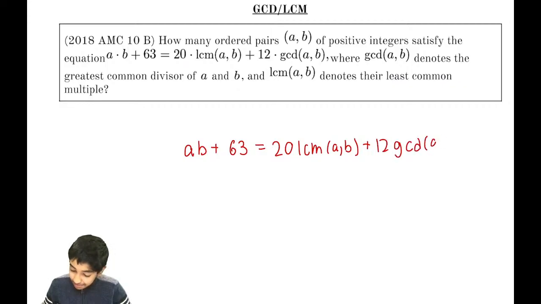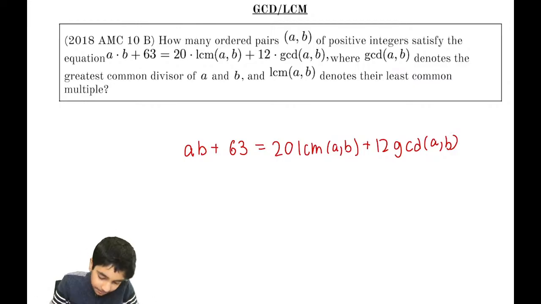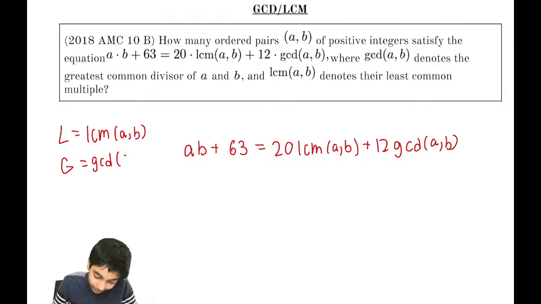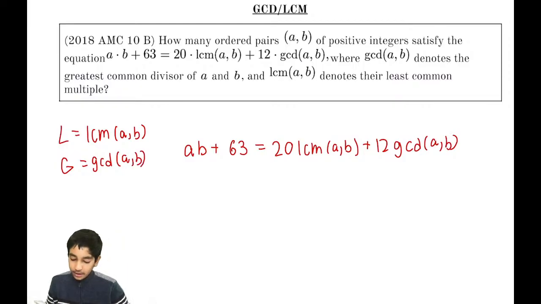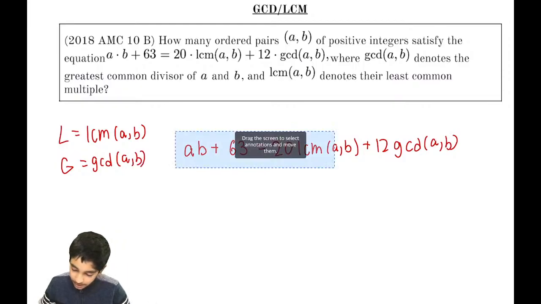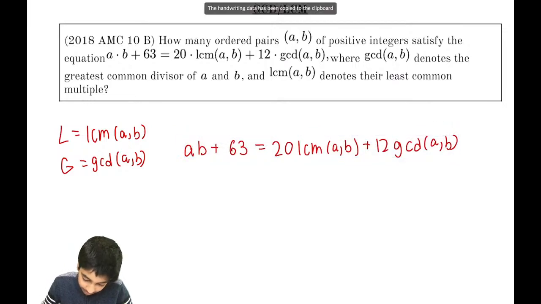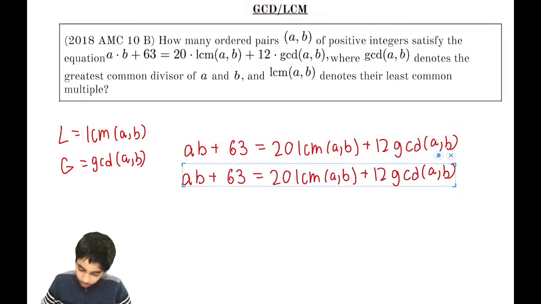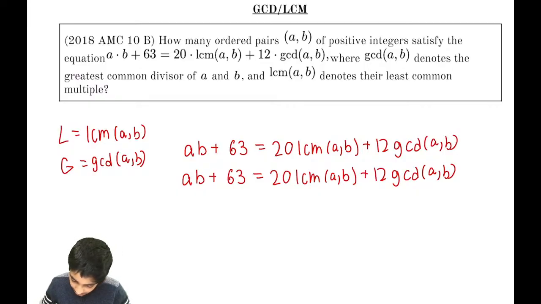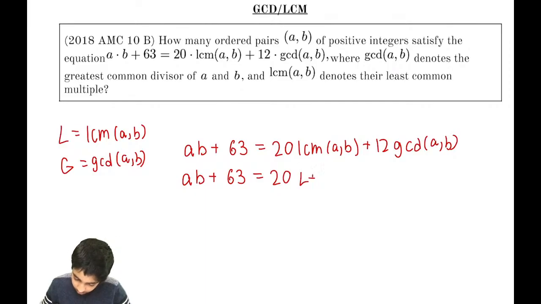In this problem, I'm probably going to be writing LCM and GCD so many times. So just for shorthand notation, let's say capital L is the LCM of A and B, and G is the GCD of A and B, because I'm going to have to write GCD many times, so it's an easy shortcut. Let me plug that into our equation really quickly. I'm just going to replace the LCM with L and the GCD with G. So now we're left with 20L plus 12G.